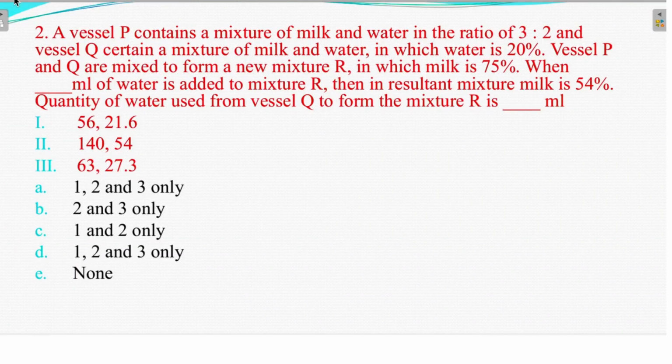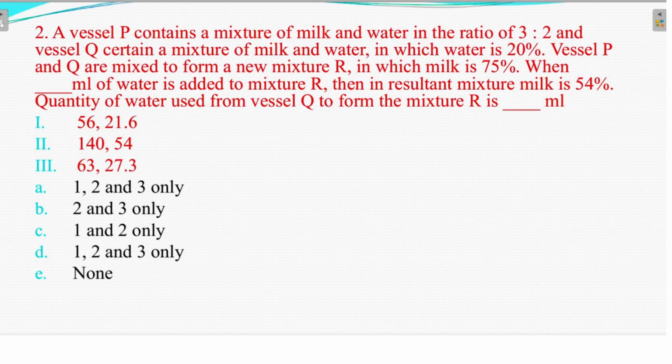So this question is related to mixture and alligation. It is one of the main concepts; most of the times in mains they will ask questions like this.